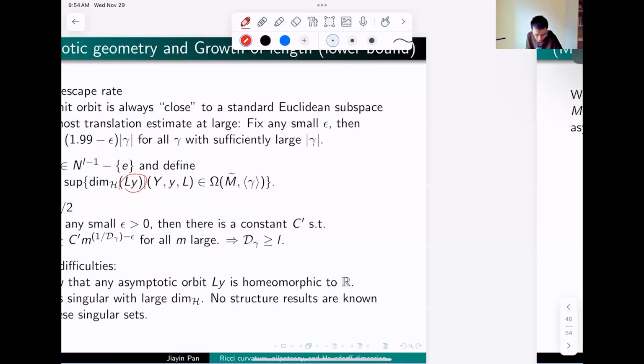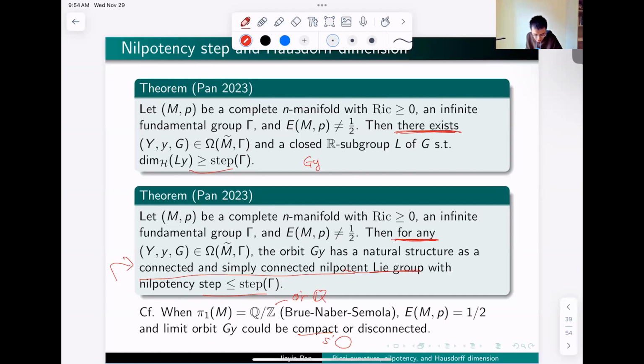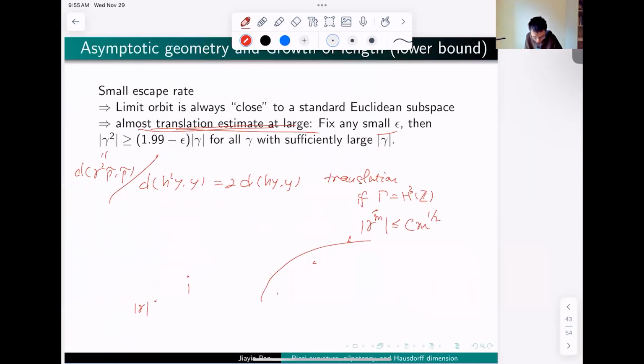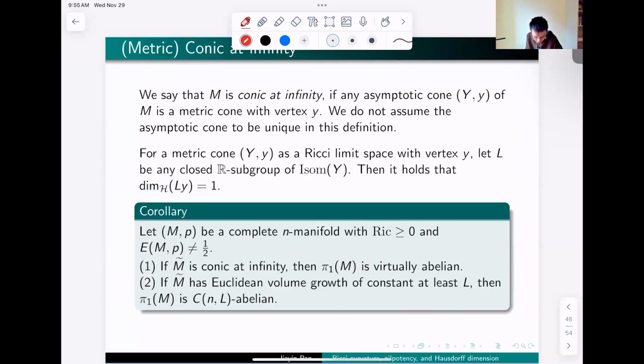And now, combining with the previous slide, this one, right? This is always one. If you have metric cones, then the step has to be one. So your group has to be virtually abelian, right? So that's a corollary. If you have a complete Riemannian manifold with non-negative Ricci curvature, and the escape rate is not 1/2, if the universal covering is conic at infinity, then the fundamental group is always virtually abelian.